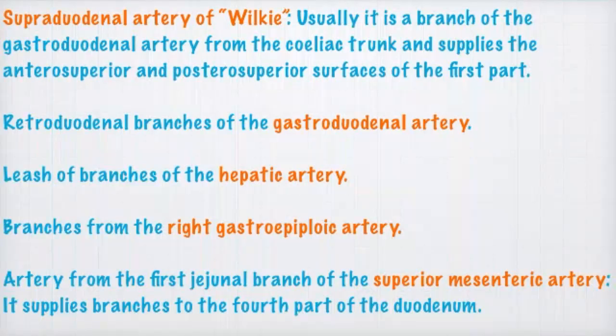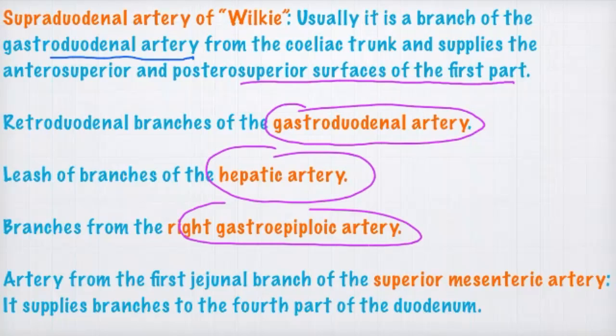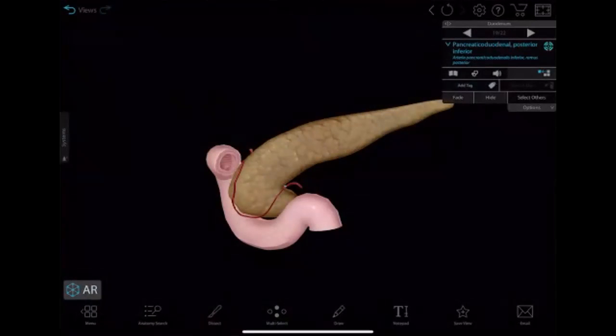The supraduodenal artery of Wilkie is usually a branch of the gastroduodenal artery, from the celiac trunk, and supplies the anterior and posterior superior surface of the first part. Retroduodenal branches of the gastroduodenal artery, the left branches of the hepatic artery, branches from the right gastroepiploic artery, and branches of the superior mesenteric artery all supply the duodenum.